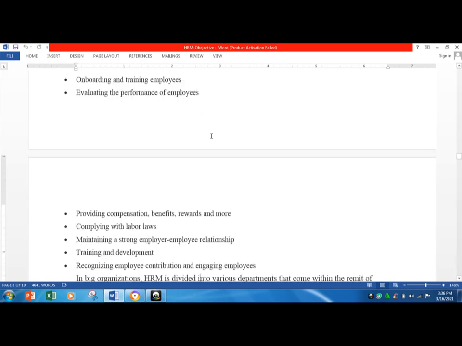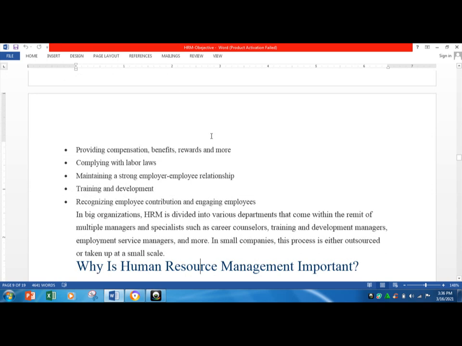Okay, we have providing compensation, benefits, rewards, and more. Of course, once you are on board and made a formal employee, you already signed a contract, so the company must provide compensation, benefits, rewards, and more. Those are perks, bonuses, and part of that are health benefits.